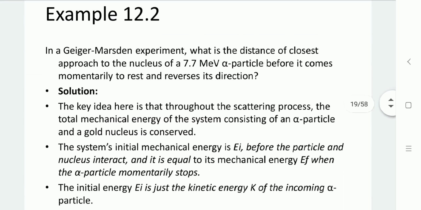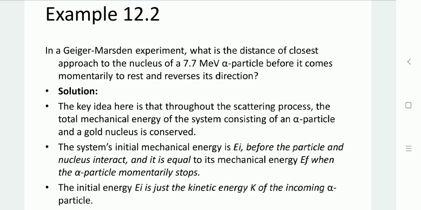Next example. In the Geiger-Marsden experiment, what is the distance of closest approach to the nucleus of a 7.7 MeV alpha particle before it comes momentarily to rest and reverses its direction? So here we need to find this closest distance of the collision.